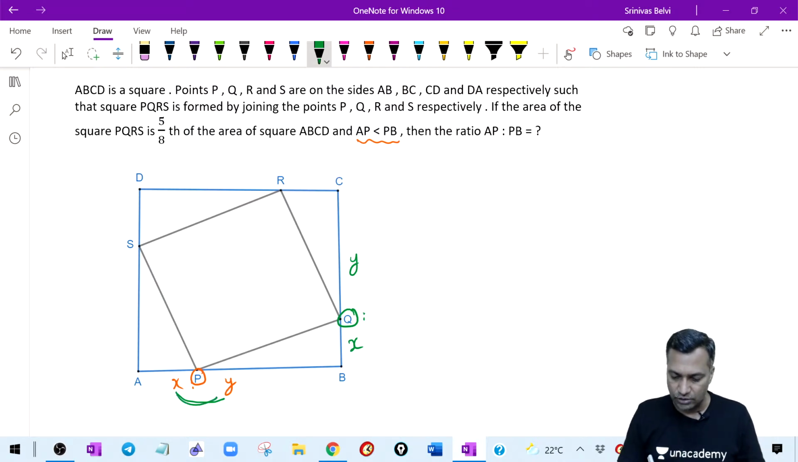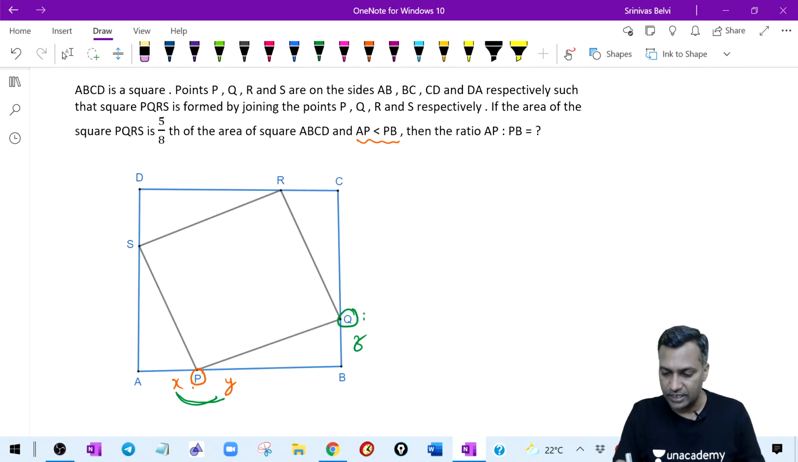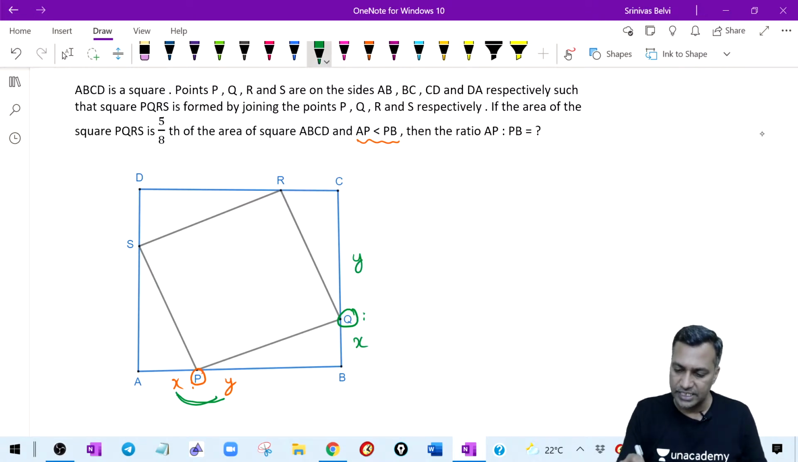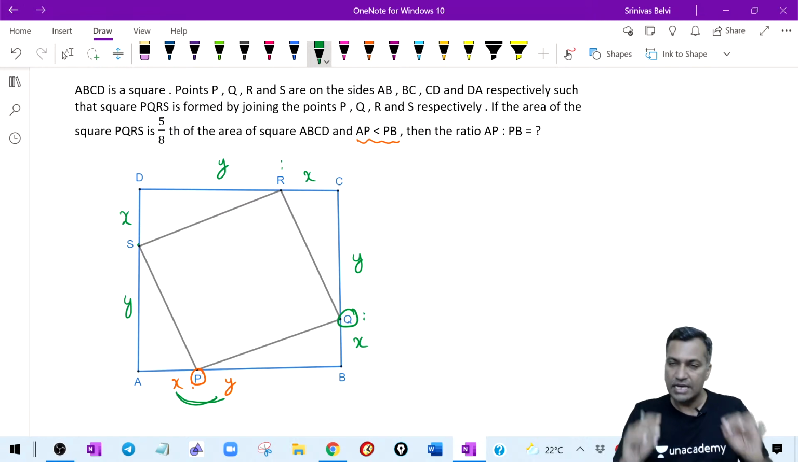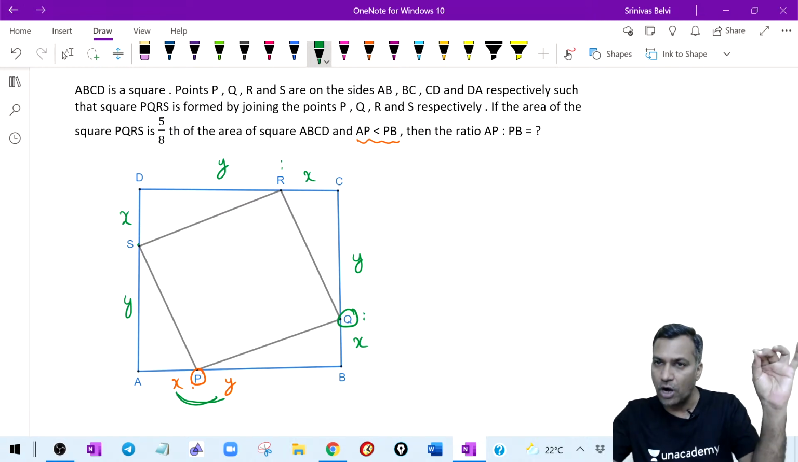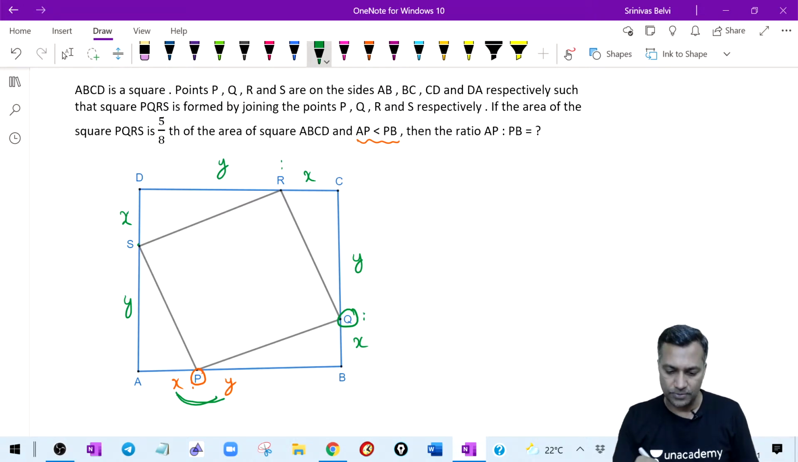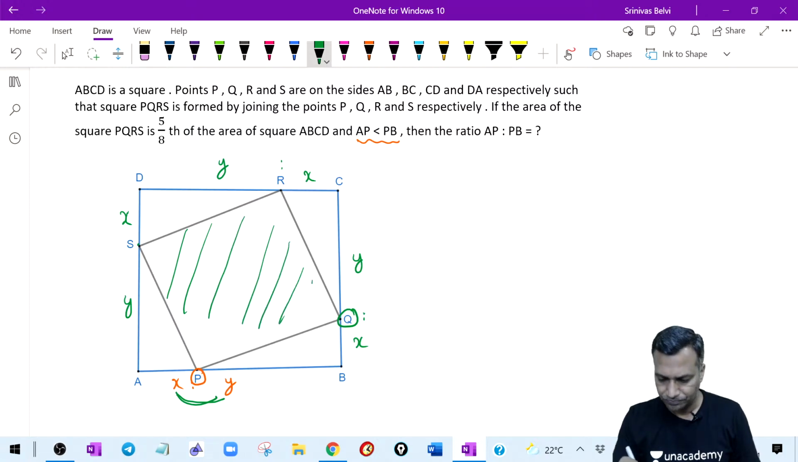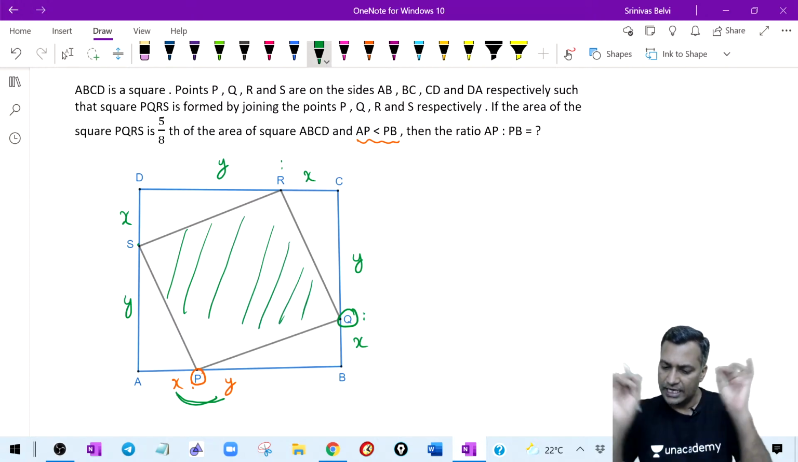Hey, I maintain x and y here, then I will maintain z and w here. No, don't maintain a different ratio, maintain the same ratio, x is to y. Then go from C to D, maintain the similar ratio, x is to y. Then D to A, maintain the same ratio, x is to y. If you now join these points, it forms another square. It always forms another square. That is the concept. Maintain the same ratio, it forms another square.